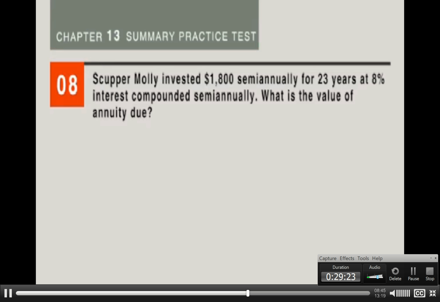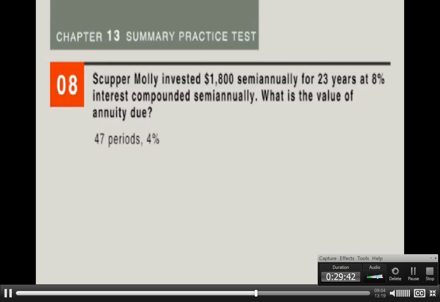In number 8, Scupper Molly invested $1,800 twice a year for 23 years, compounded semi. What's the value of this annuity due? Annuity due, which means, again, we have to do what? Add a period and subtract the payment. So we're talking 23 years semi is 46, add a period is 47. We got 8% divided by semi is 4%.